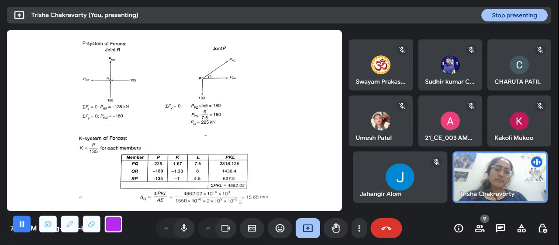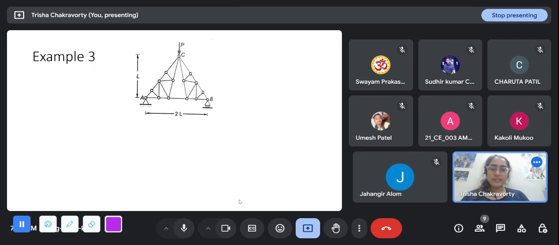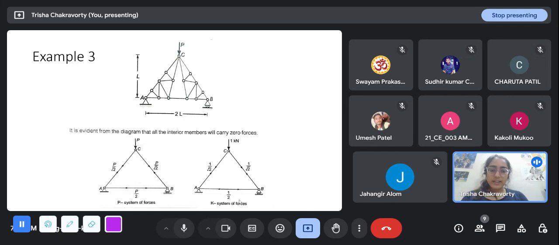These were simple problems. This is a little complicated, but remember about the zero force members. You straight away identify the zero force members, and you see this simplifies. It goes this simple, though there are so many members. This looks like such a complicated truss.